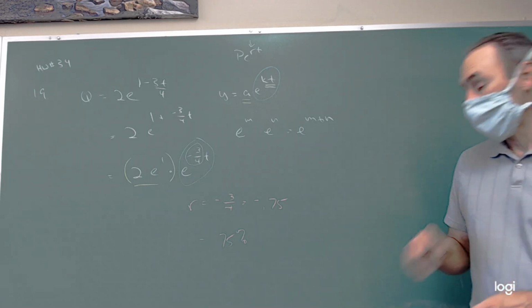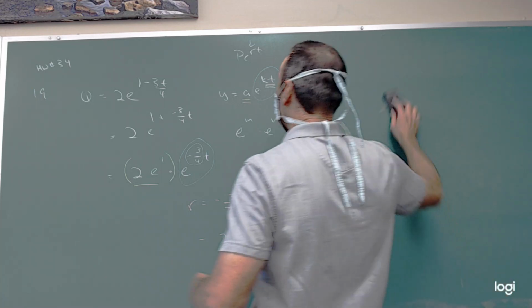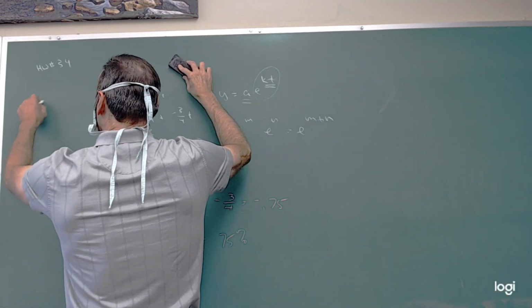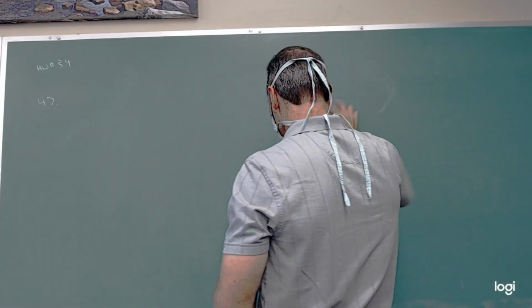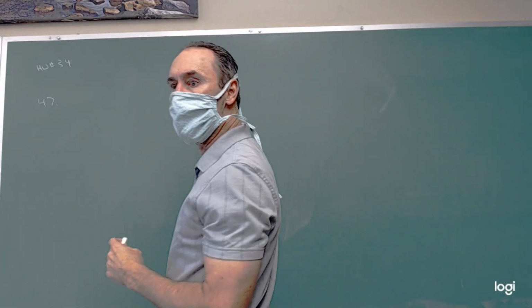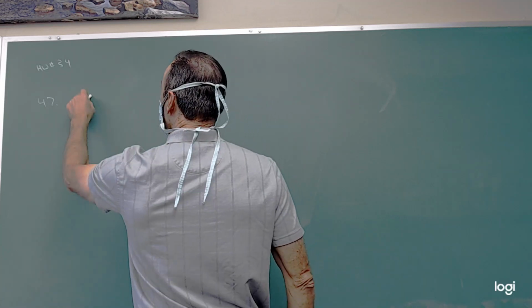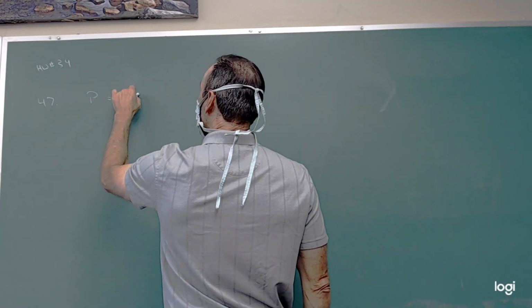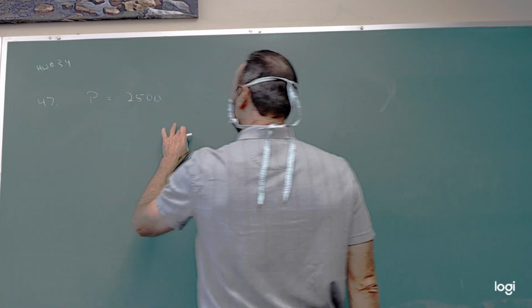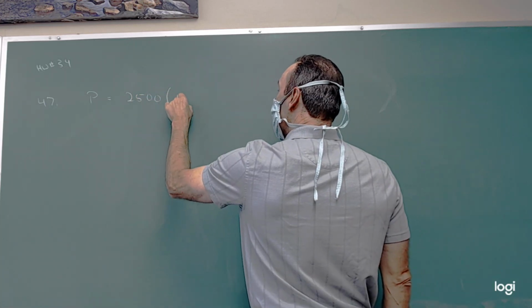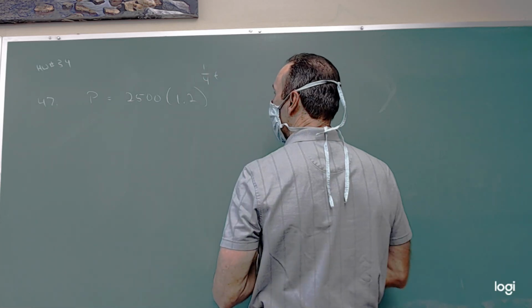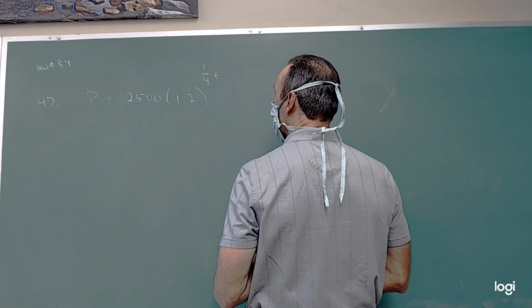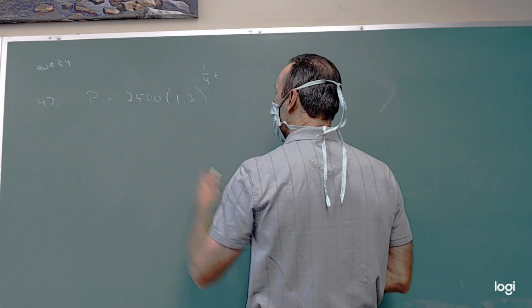47. 47, do you? On 34. Okay, so we're still on the same place, 47. I don't remember it though. Do you know what that is, Nisha? Oh, yeah. So P equals 2,500 times 1.2 to the 1/4 t. And you're finding the annual and continuous rates. Okay.